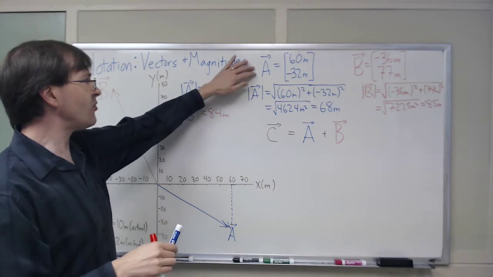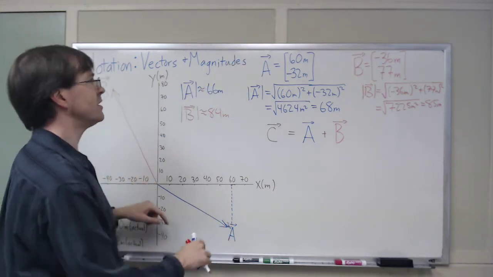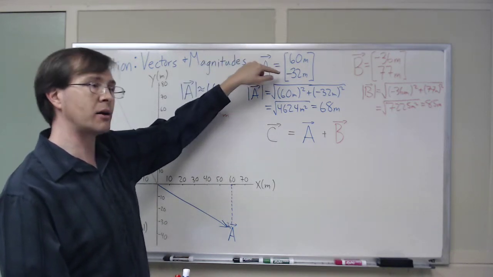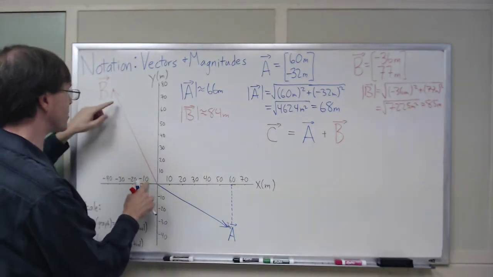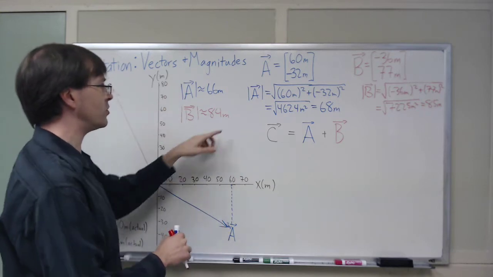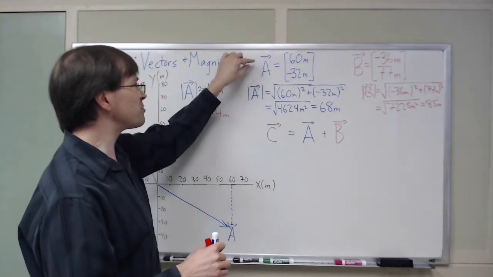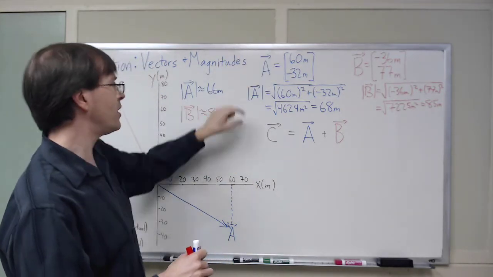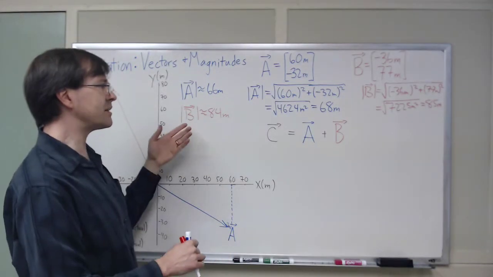The vector itself is the arrow. It has a direction and a length. It can be written as an object in components, x and y components, or as x, y, and z if you've got 3 dimensions. Magnitude is the length. I measure just the length. That's the magnitude. I find the magnitude by doing the Pythagorean theorem. So that's the difference between these notations. A vector has components. It's an arrow. A magnitude is just a number. It's a length. Same thing for B.